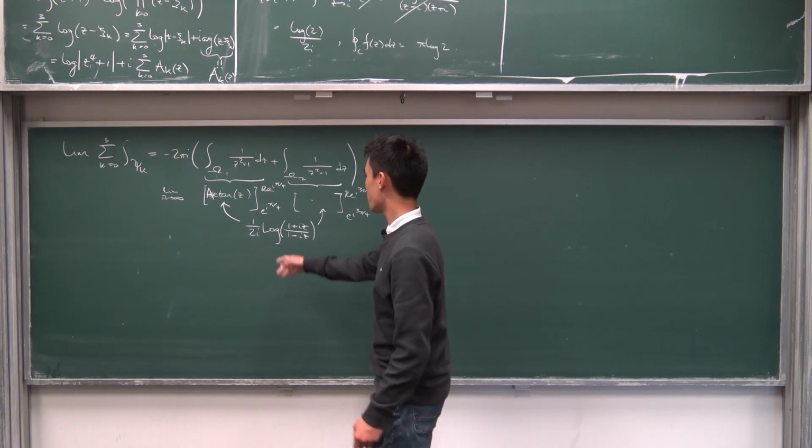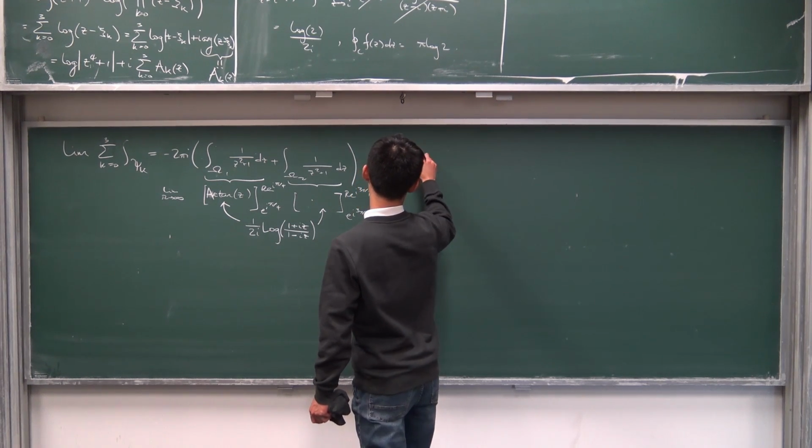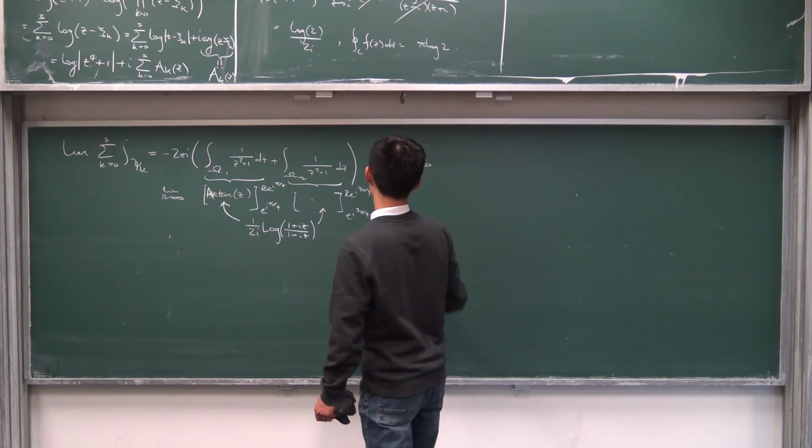So first of all, notice that this is negative 2 pi i times the limit as r approaches infinity.